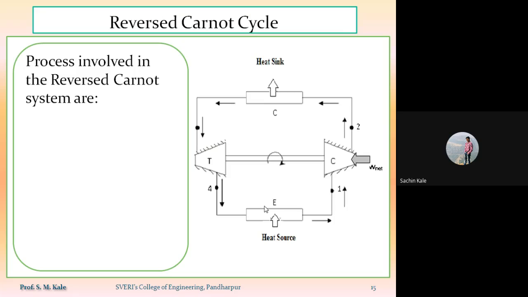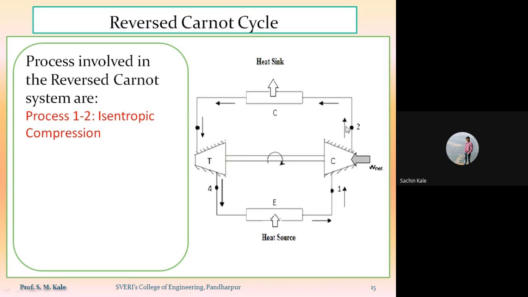Similarly, in the reverse Carnot cycle, how many processes will there be? There will be again 4 processes only, out of which 2 processes will be isentropic processes, remaining 2 processes will be the isothermal processes. So which are those processes? So process 1 to 2, what is the name of that process?